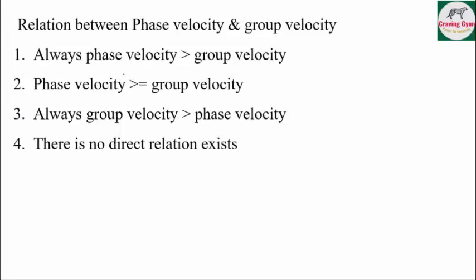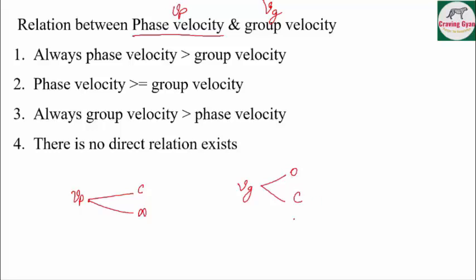Next question, we have to find the relation between phase velocity as well as group velocity. If I am talking about the phase velocity, it will take the least value of speed of light and the maximum value it can reach is infinite. Similarly, if I am talking about group velocity, the minimum value is 0 and the maximum value it can reach is the speed of light. So can I tell phase velocity is always greater than or equal to group velocity?